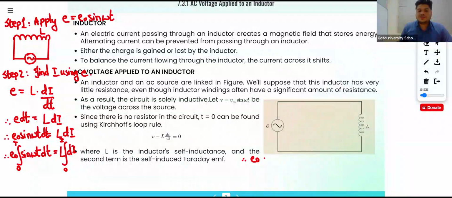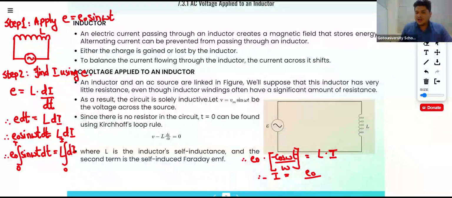What is the integration of sine omega t? It is minus cos omega t, and with omega t the integration will be divided by omega. This will be equal to L into I. The integration of di will be I only. So for finding the value of I, you will use E naught upon L omega into minus cos omega t.